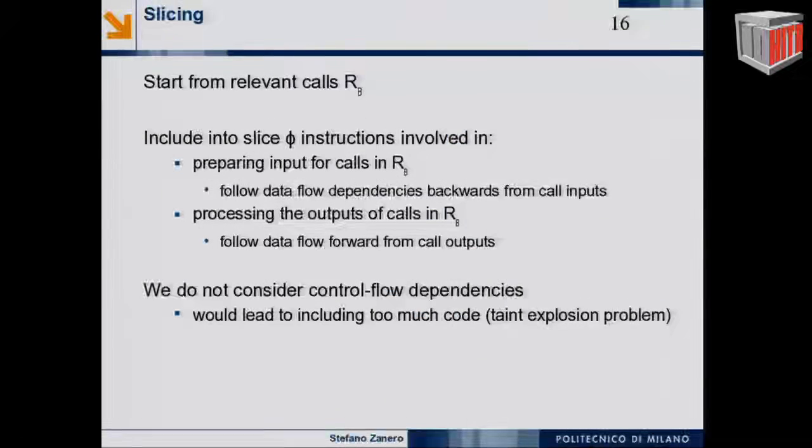So the first step is called slicing. We basically start from the calls that we identified as implementing the behavior. We include in our slice of code any assembly instructions that either prepare input for those API calls, so we follow the data dependency backwards from call inputs, track backwards what is preparing that call input, or instructions that process the output of the call. So it's the classic taint flow analysis of input and output of these calls.